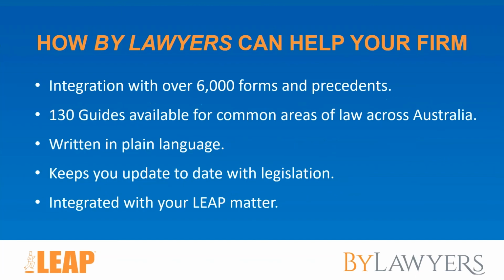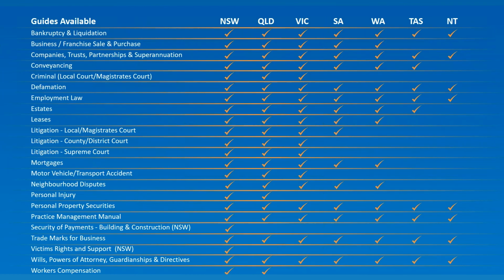Thank you, Danny. From the By Lawyers integration with LEAP, you have access to over 6,000 legally drafted precedents, which are contained in over 130 guides. Each guide contains commentaries written in plain language, which are available directly from your LEAP matter whilst you're working. By Lawyers provide content for common areas of law, such as conveyancing, family law and wills and estates, but also for some less common areas, such as defamation, PPSR and bankruptcy.